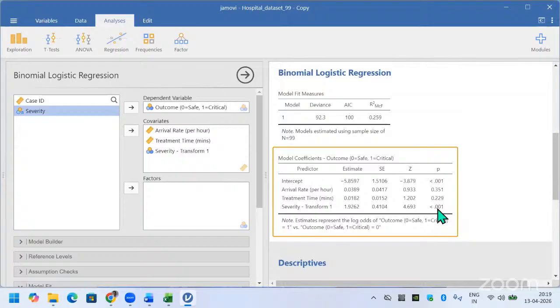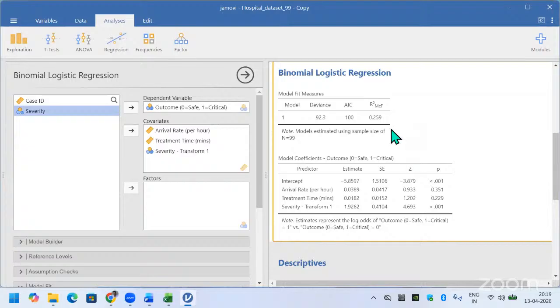Sir, can we use the dummy variable here? Actually, I have used the transformation variable, so it is almost equivalent to that, right? I have transformed that variable from 0 and 1. So this is what is significant, and this is the outcome.